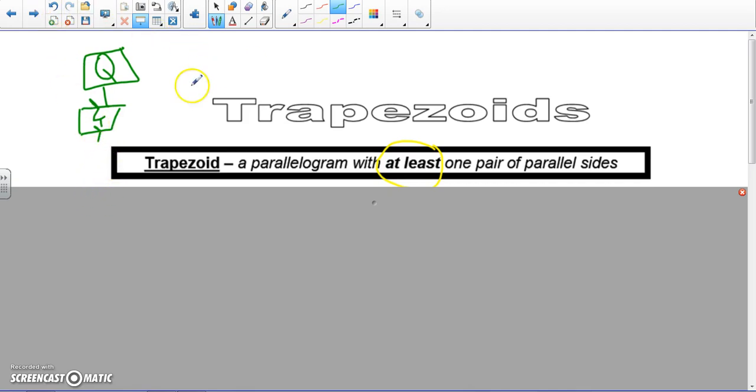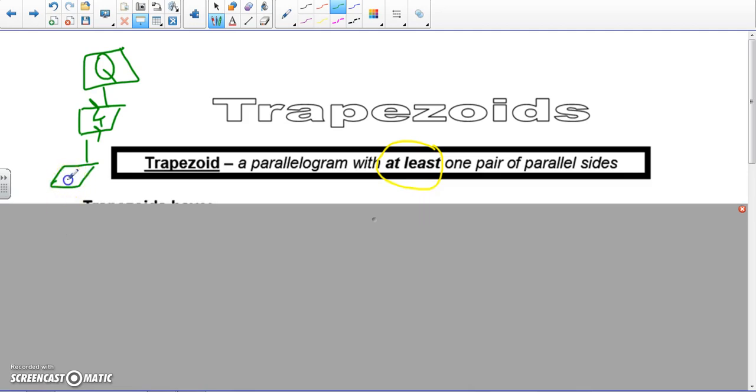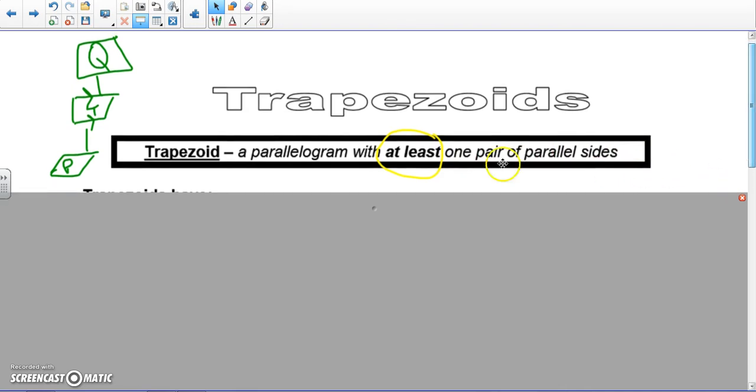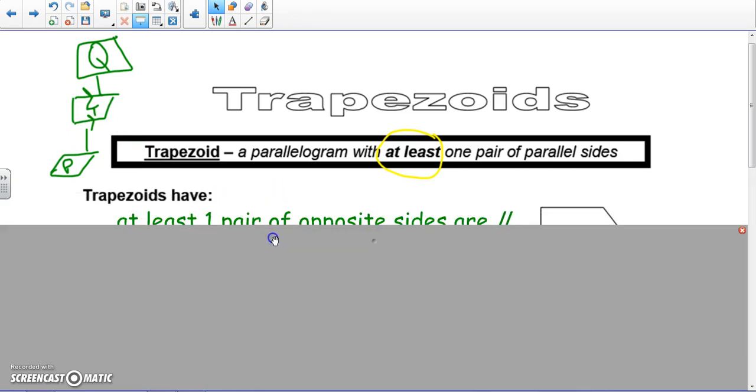So there's my trapezoid. Below trapezoid, that's where parallelograms come into play. They're a little more specific than the trapezoid. So quadrilaterals have four sides. Trapezoids have four sides with at least one pair of them parallel. And parallelograms have two pairs of parallel sides. So that's where trapezoids are on that little quadrilateral family tree we talked about.